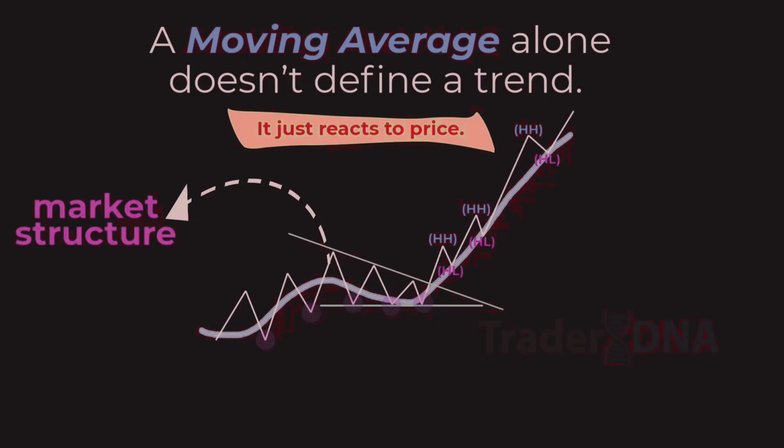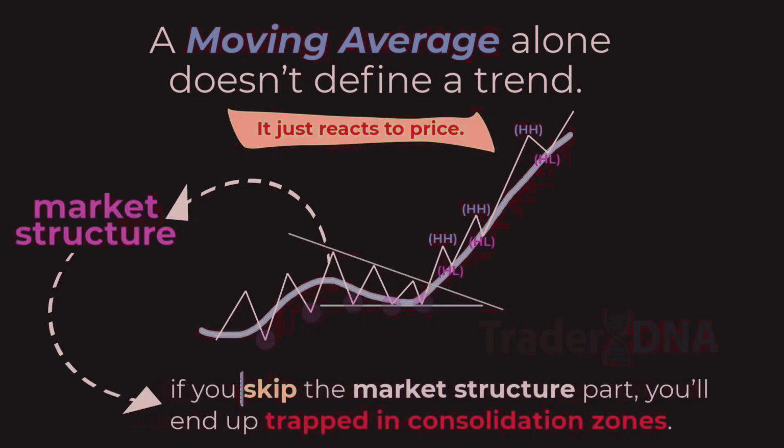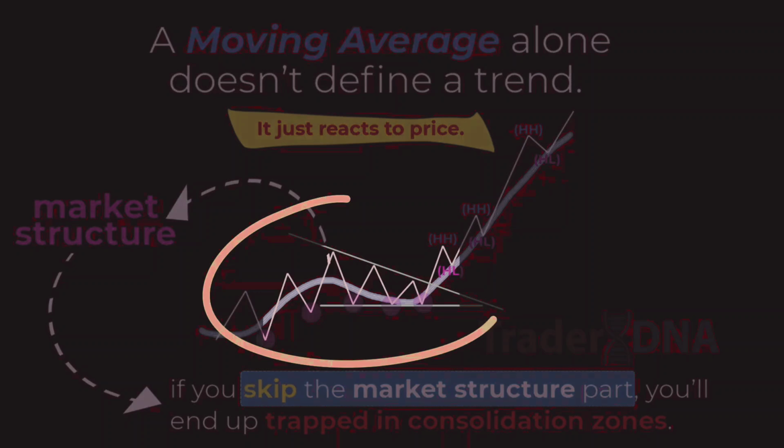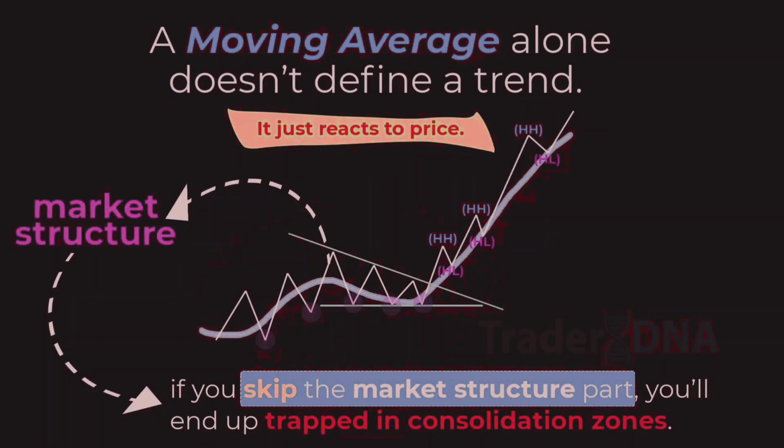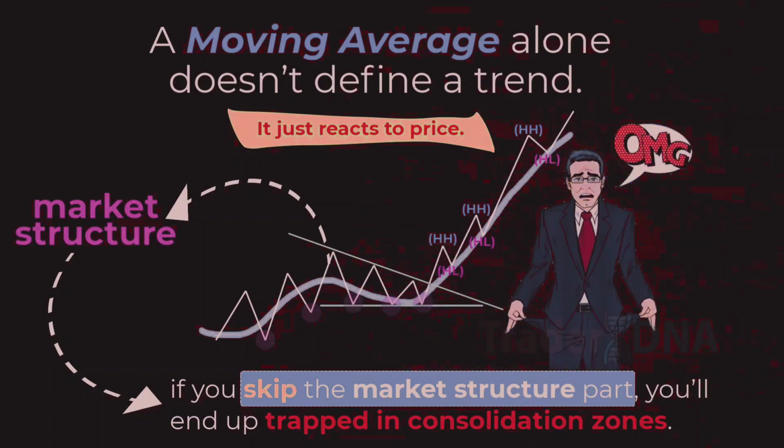And here's why this matters so much. If you skip the market structure part, you'll end up trapped in consolidation zones where price just bounces sideways doing absolutely nothing. And if you're trading a trend continuation strategy, entering during consolidation is often basically a way to lose money, not just small losses. I'm talking about draining your account kind of losses. So to protect yourself, you need a clear system that filters out that noise.